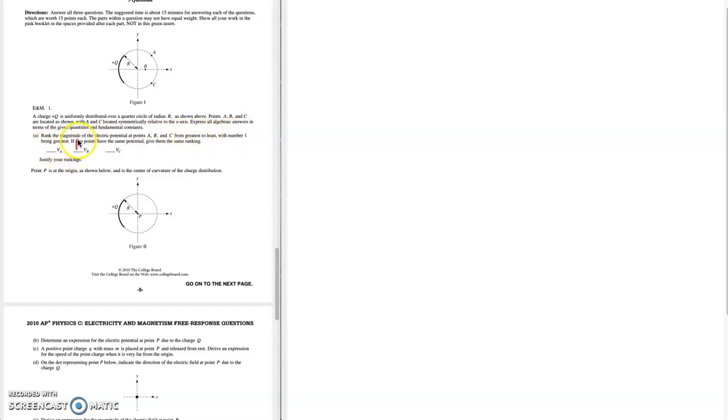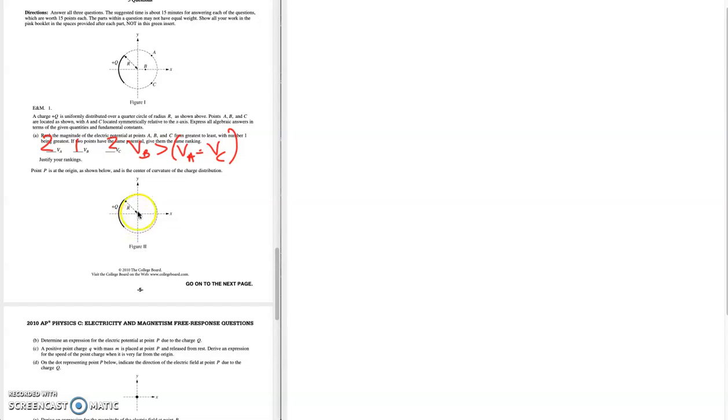Okay, so VB is the greatest because it is the closest, and then C and A are the same, so they both get 2. So we would say VB is greater than VA equals VC, and that's because B is closer and A and C are symmetrically equidistant.